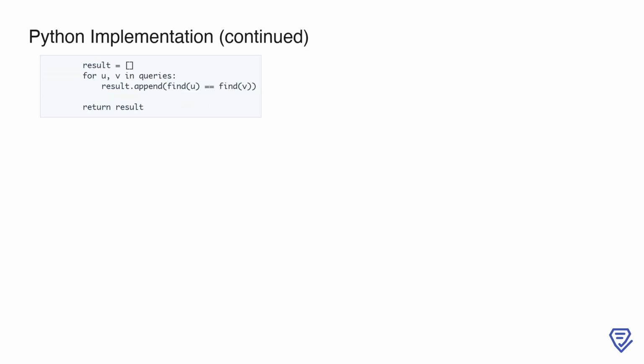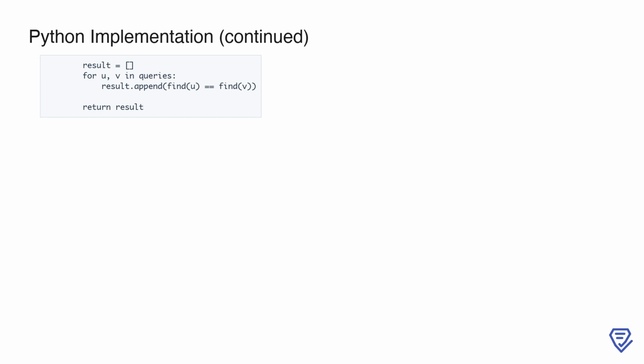After preparing the union find structure, we process the queries to determine connectivity between pairs of nodes. We initialize an empty list called result to store the answers for each query. For each pair of nodes u and v in the queries, we use the find function to check if both nodes belong to the same connected component. If they do, we append true to the result list, otherwise, we append false. Finally, we return the result list as the output, which contains the connectivity status for all the queries.